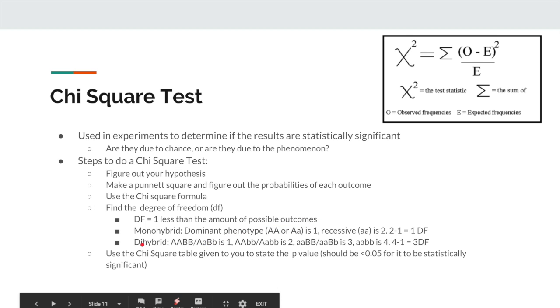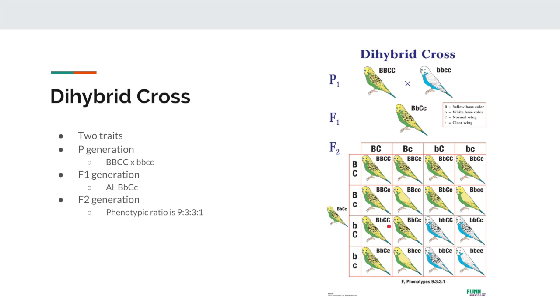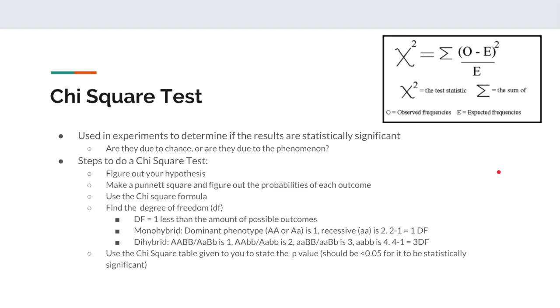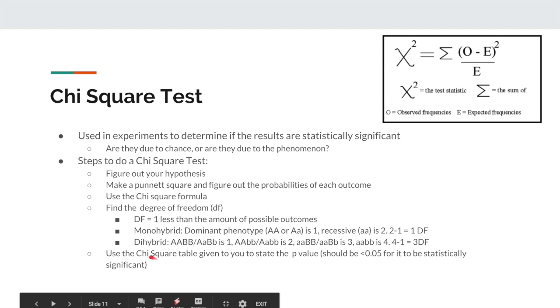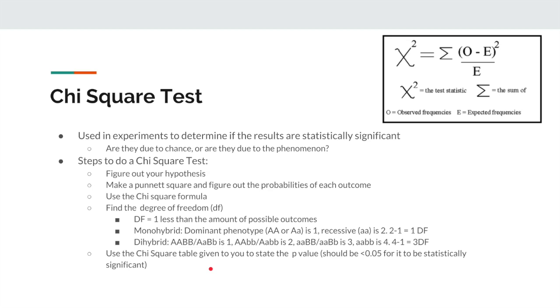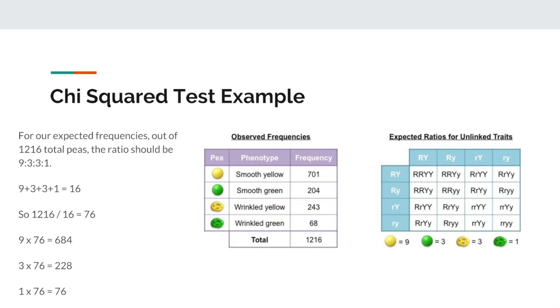Whereas for the dihybrid cross, we have 4 possible outcomes, right? Because we have the 9:3:3:1, as we saw when we went through there. So 4 minus 1 is going to be a degree of freedom of 3. And then once you have all this together, you can use the chi-square table that will be provided to find the actual p-value. So let's go through an example of this because I know that it's a little bit difficult just to explain it as is.